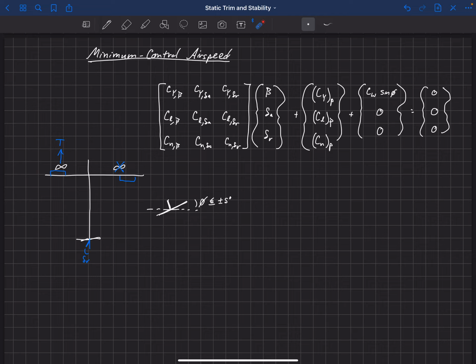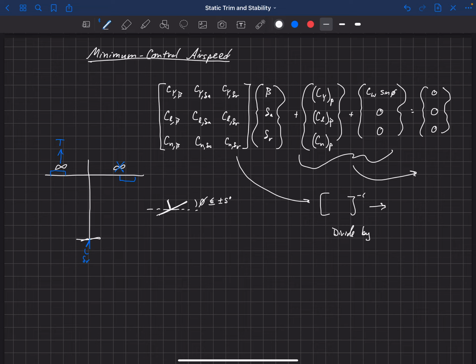So anyway, let's get into it and see how we can use these equations now to analyze what our minimum control airspeed would be. We're going to start with these general equations again, and I'm just going to walk through some manipulation of those. So what we're going to do is take this stuff first and move it over to the right-hand side. And then I'm also going to invert this matrix and multiply it to the right-hand side. And then I'm going to divide the whole thing by the weight coefficient.